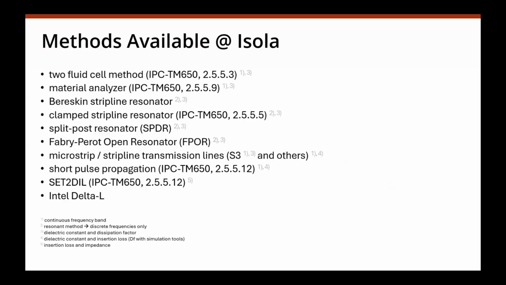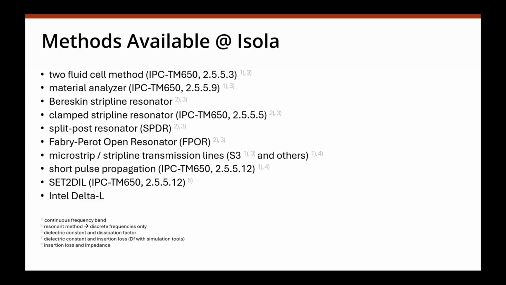Now, I have listed here a number of methods that we have available in our lab, and I'm not going through them. But the takeaway here is the industry has an extremely large number of test methods to determine Dk and Df on base materials. And they all will create slightly different values on the same material. So it's really important to understand which method has been used.